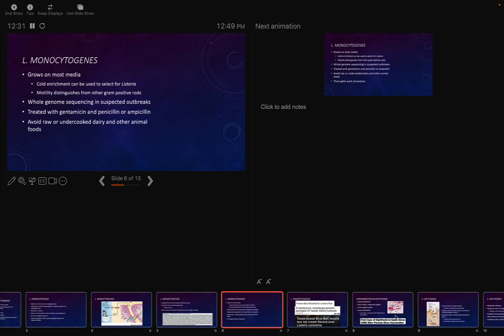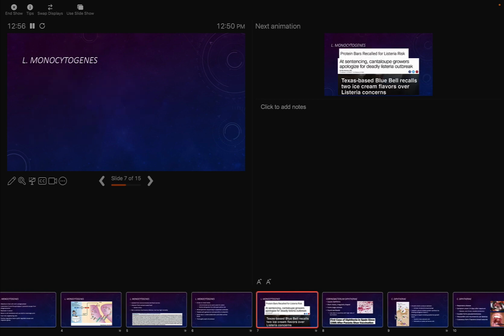To avoid disease, avoid raw or undercooked dairy and other animal foods. Thoroughly wash all produce. I was at Sprouts once in Fresno, and they had a thing that was like, oh, raw milk, next best thing to mother's milk. And I'm like, are you suggesting that people should give an infant raw milk? And yes, they were. And by raw, I mean unpasteurized. I'm like, you trying to kill children?